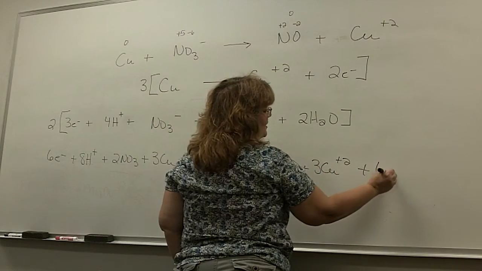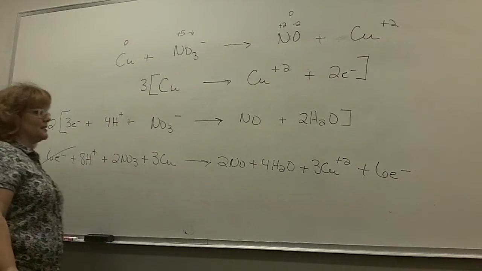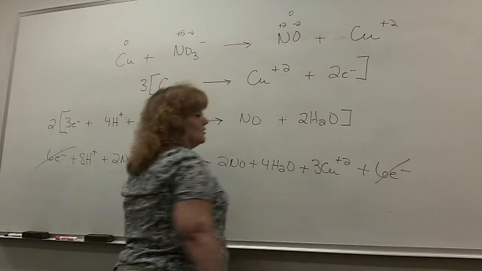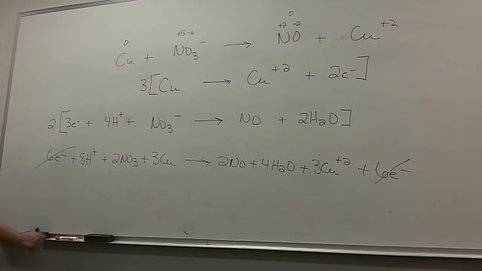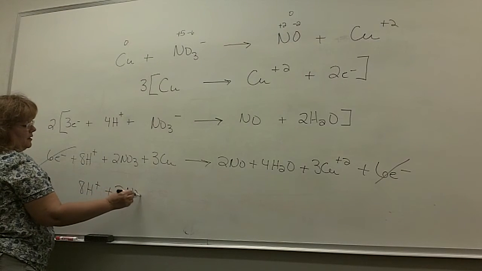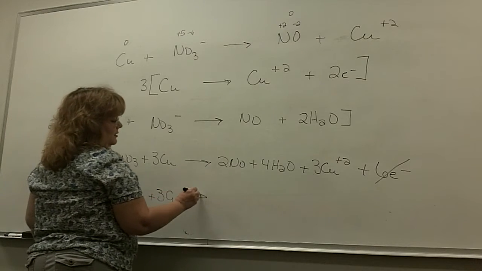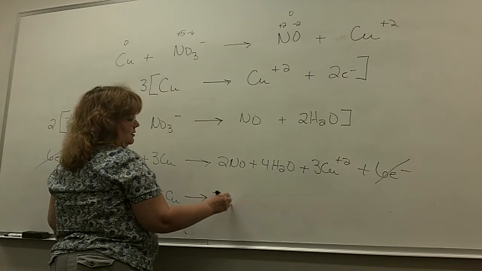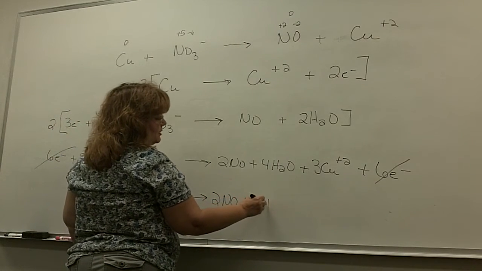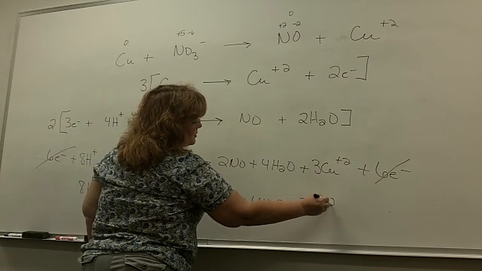6 electrons. And the electrons are on opposite sides, so they cancel. So the final balanced equation is 8 H+ plus 2 NO3- plus 3 Cu yields 2 NO plus 4 H2O plus 3 Cu2+.